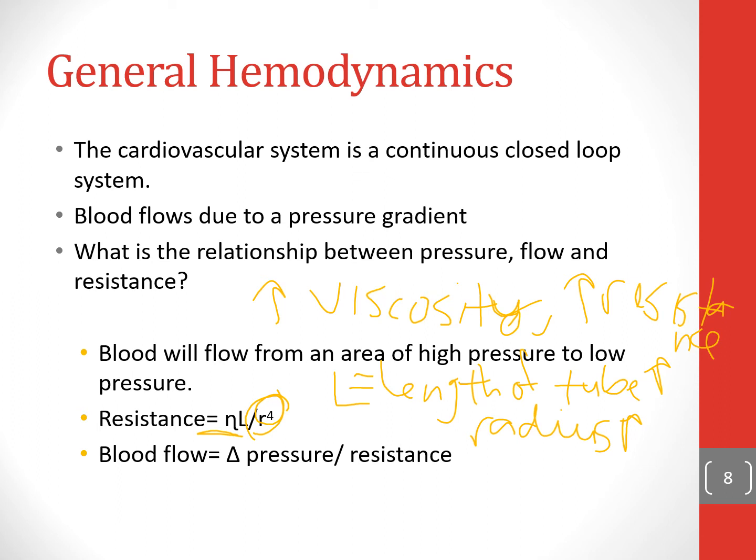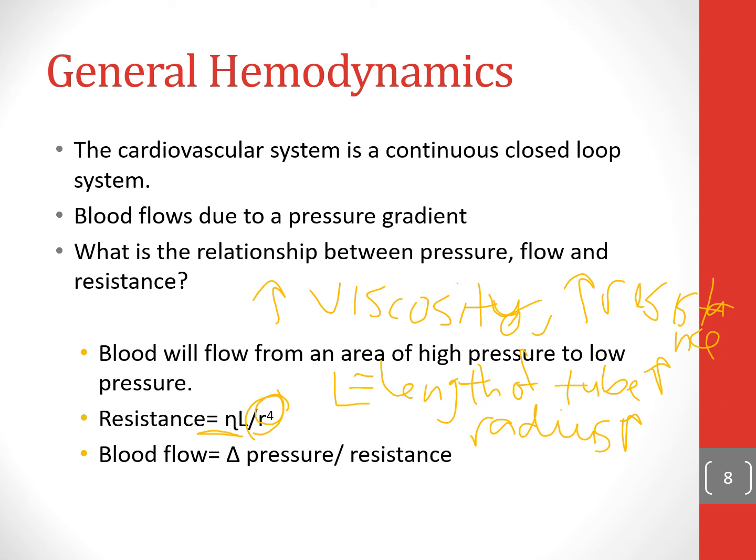And it turns out, within the cardiovascular system, we cannot greatly change the viscosity of blood. We cannot change the length of the tube, but we can change the radius of the tube. So this is one factor that we can manipulate, and it's also the greatest factor in terms of determining how much resistance there is.